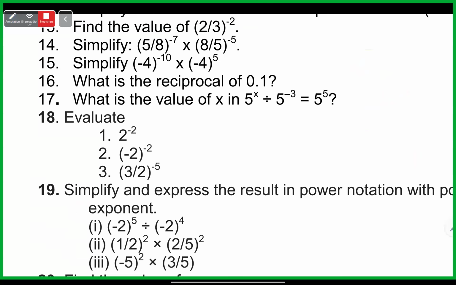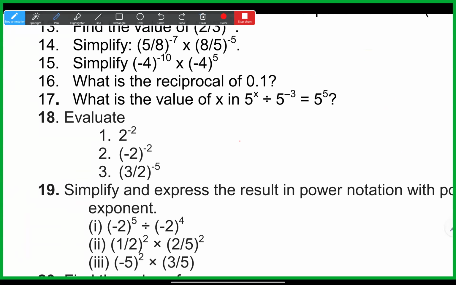Then the 15th one. Minus 4 power minus 10 into minus 4 power 5. Since the bases are already the same, we will not make this power positive. Which law can we apply, Ishwa? Sir, a power m into a power n is equal to a power m plus n. So it will become minus 4 power minus 10 plus 5.